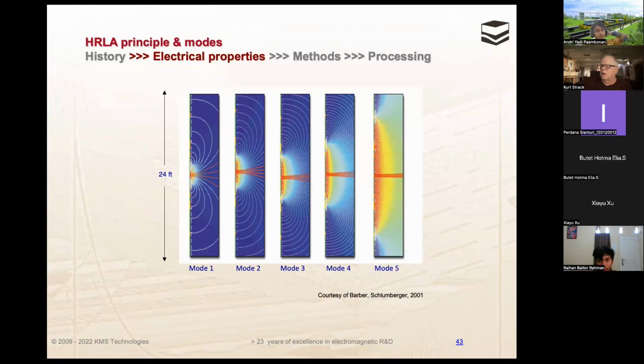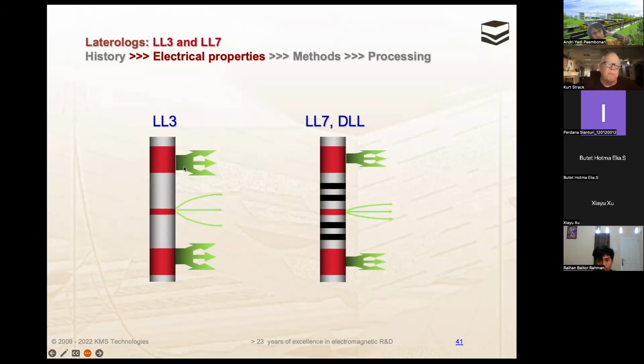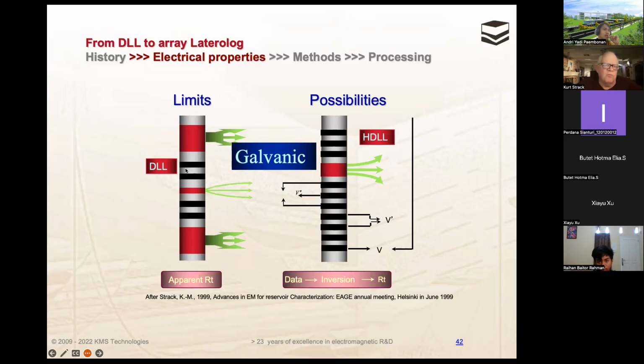Now, the old way to do this is to focus these tools. And this is shown on the left. Those are the limits. There are problems with these tools in deviated wells.